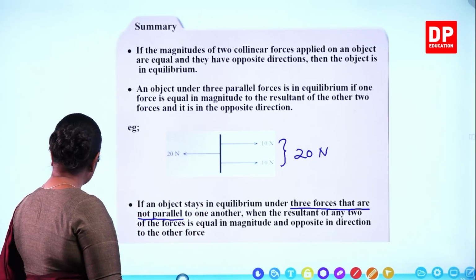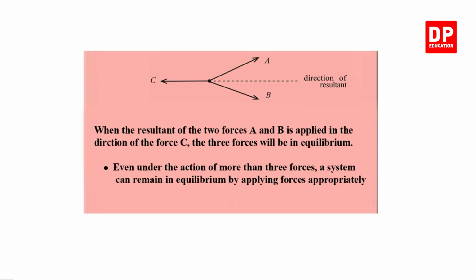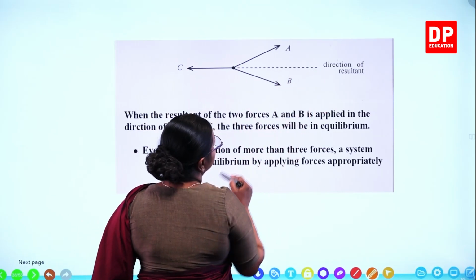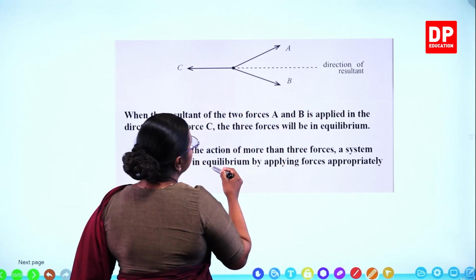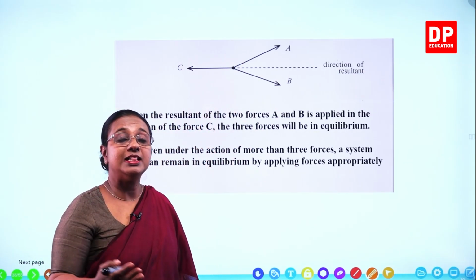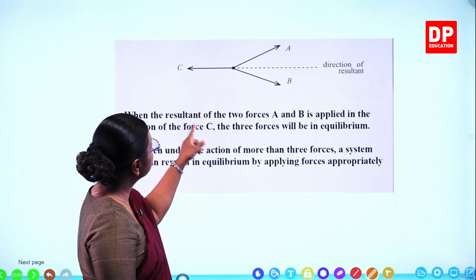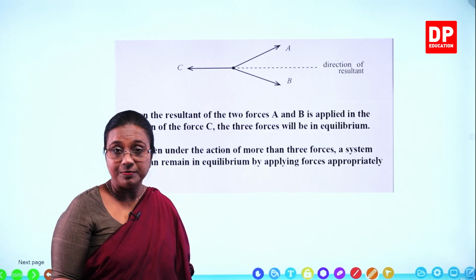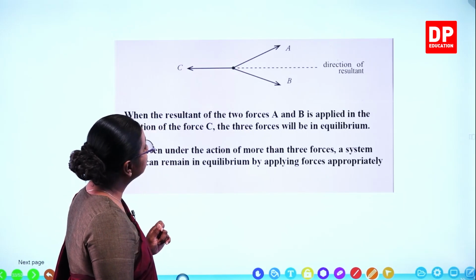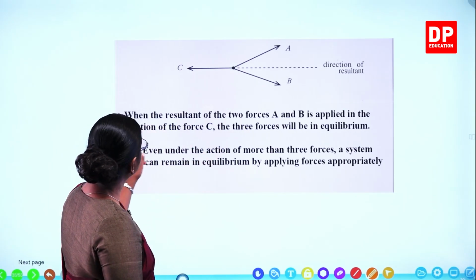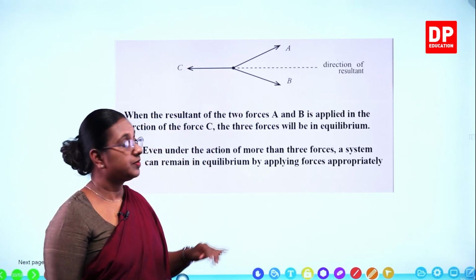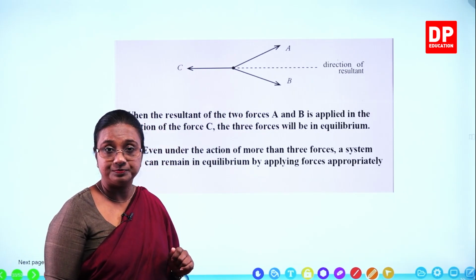I will move on to the next slide. So that is shown in this diagram. You all can see, students, A and B, two forces. The resultant of the two forces will be like this in that direction. That will be equal in magnitude to C and it will be in the opposite direction. So then again the system will be in equilibrium. I am sure you all can understand that. When the resultant of the two forces A and B is applied in the direction of the force C, the three forces will be in equilibrium. So that is the system here.